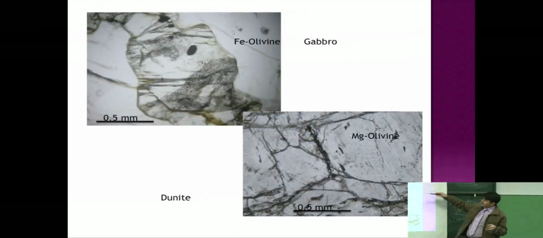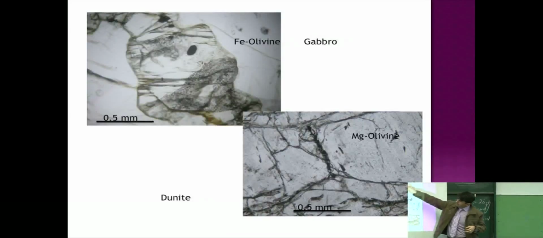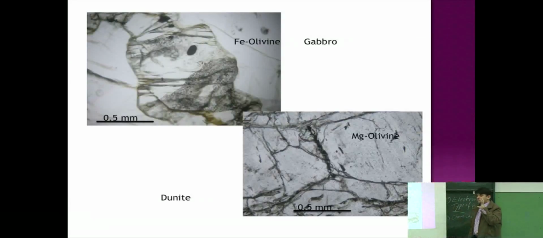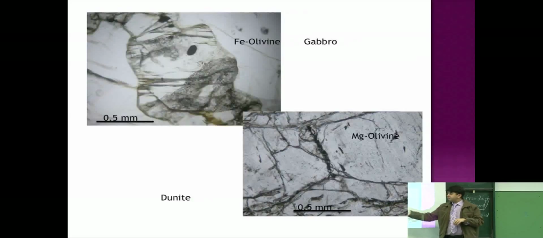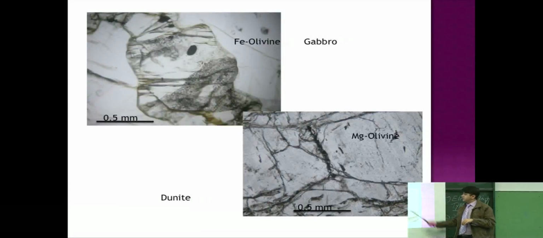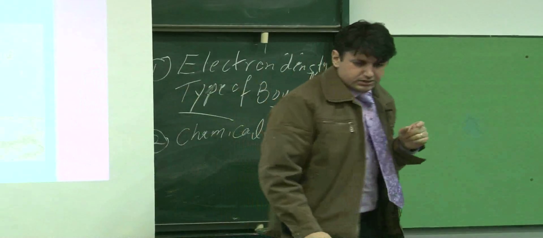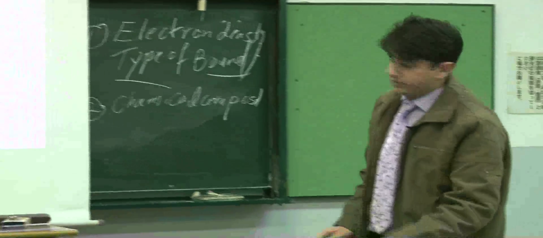If you look to the boundary of the grain and this boundary, here the boundary is more sharp. This suggests that the velocity of light is lower than in this area. So this is of high refractive index. This is of low refractive index. This is olivine.